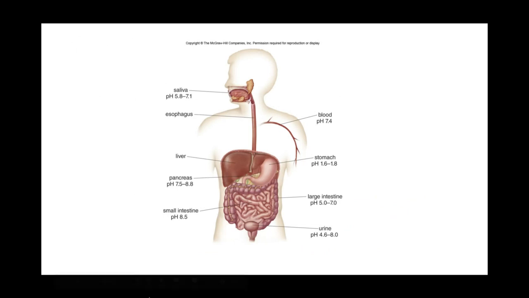Now, when we bring this pH scale back to the body, I've mentioned before that in your stomach, you use hydrochloric acid to dissolve, or at least partially dissolve, your food. Because of all the hydrochloric acid, your stomach has a pH of 1.6 to 1.8. But you'll notice that pH varies pretty heavily across your body. Your blood is pretty consistently at 7.4. Your large intestine is between 5 and 7. Your pee is between 4.6 and 8. Your small intestine is about 8.5. Your saliva is typically acidic, between 5.8 and 7.1.